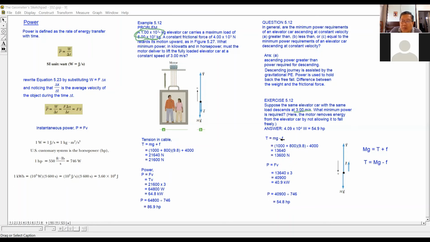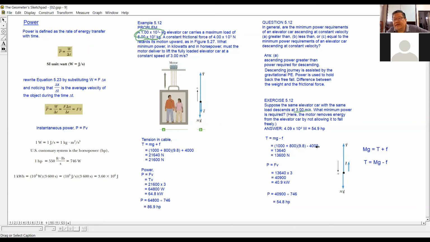So the force used to hold back the elevator is the tension in the cable. This tension in the cable is the weight minus the frictional force. The weight minus the frictional force. Okay. So what is the weight? 1,800 multiplied with 9.8. 1,800, the mass, multiplied with the acceleration due to gravity. So this is the weight.